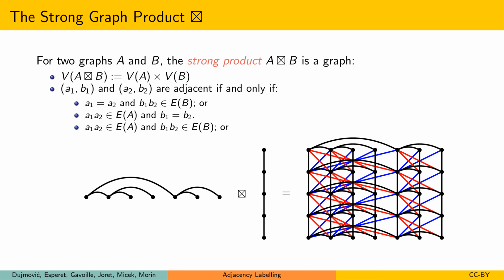A1 and A2 are adjacent in A, and B1 and B2 are adjacent in B. These are the blue and red diagonal edges in the illustration that join vertices between distinct rows and columns. As in the example shown here, we will always be taking the strong product of some graph and a path. In this kind of product, the vertical and diagonal edges always span 2 consecutive rows.